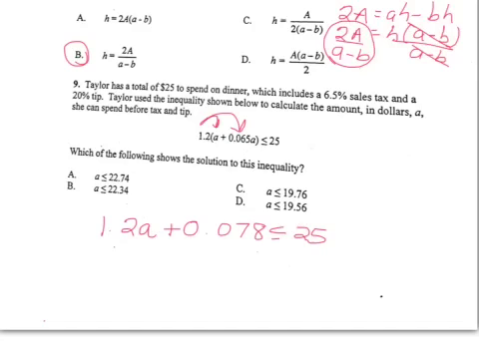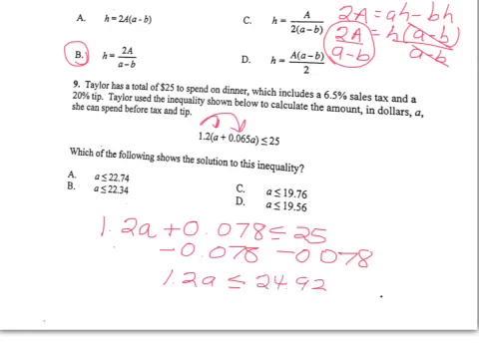And now again I'm down to a two-step. So I'm going to subtract 0.078. And so I have 1.2a less than or equal to 25 minus 0.078, 24.92, and then divide both sides by 1.2.